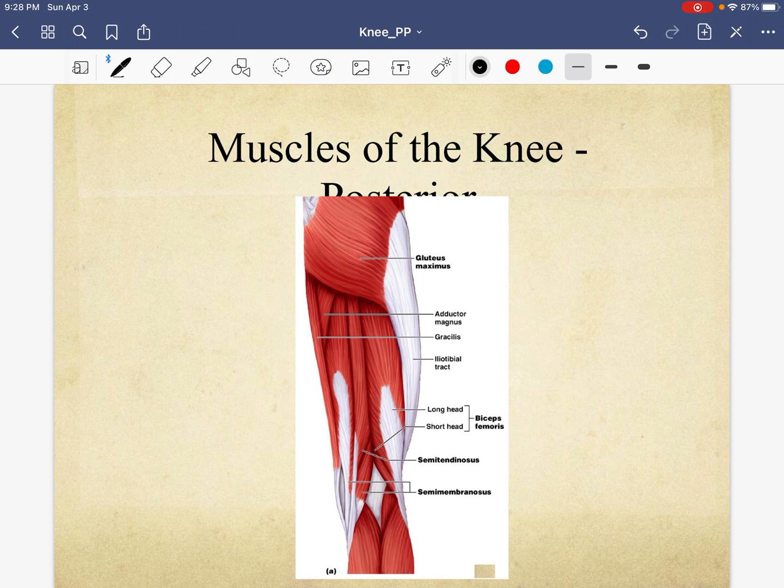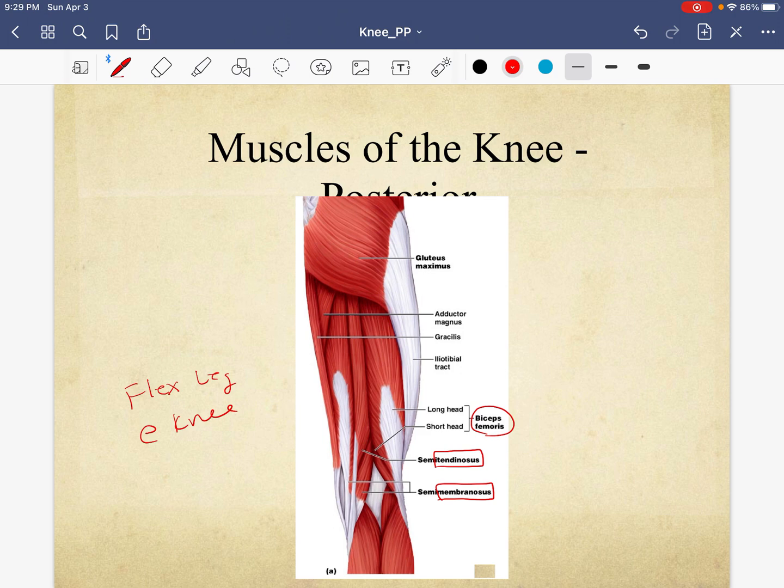Here are the posterior muscles. We already know the posterior muscles are the hamstrings. The lateral hamstring muscle is the biceps femoris. And then we have our two medial muscles, the semimembranosus and semitendinosus. Semitendinosus is on the medial side, more on top, more superficial. And the semimembranosus is on the medial side, deeper. The overall action of the hamstrings would be to flex the leg at the knee. The quads do extension, the hamstrings do flexion.